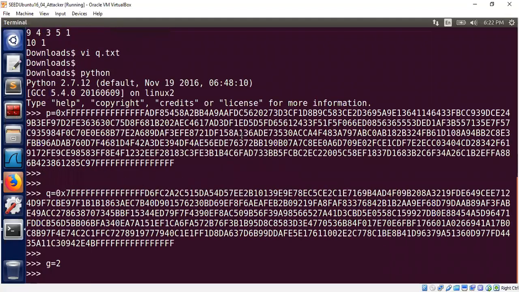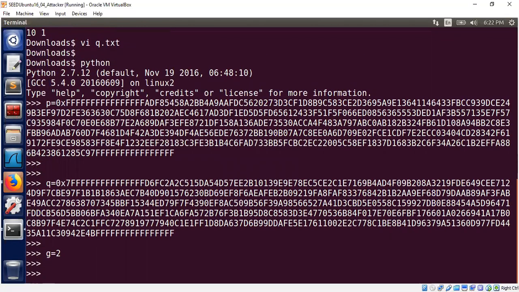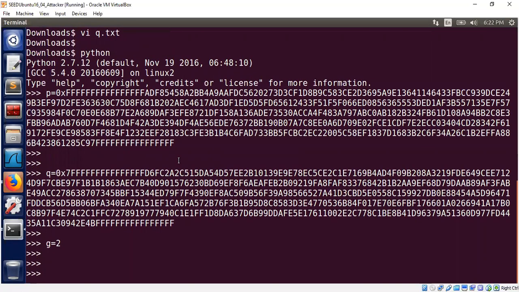So what is the document saying? The document is saying G equal to 2 generates a subgroup of order Q. How do we check that? Let's assume P and Q are primes. We have not checked it, but we can believe the document is correct. P and Q are primes. So in that case, what shall we do?